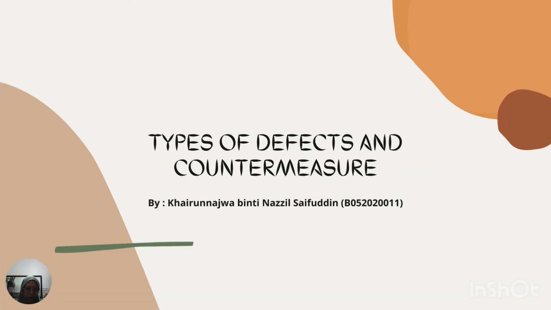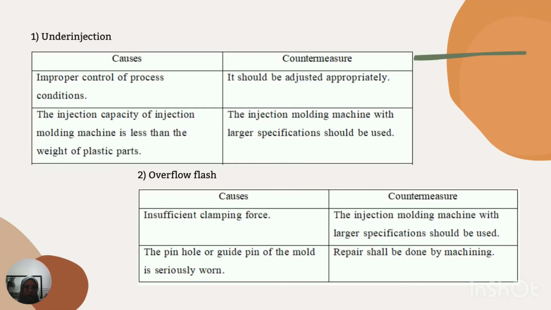Next, we move to the types of defects and countermeasures. There are 11 types of defects. Firstly, under-injection, which is caused by improper control of process conditions, and the countermeasure is that they should be adjusted appropriately. Secondly, the injection capacity of the injection molding machine is less than the weight of the plastic parts, and the countermeasure is that an injection molding machine with larger specifications should be used.